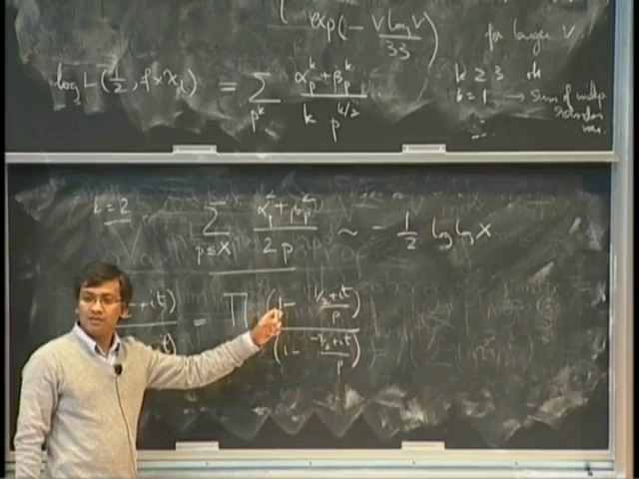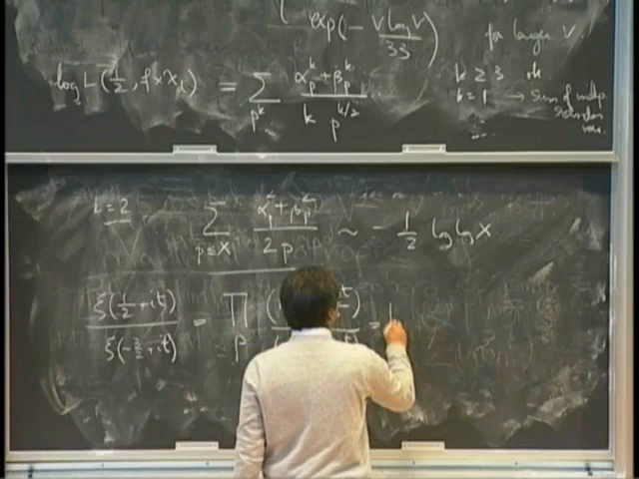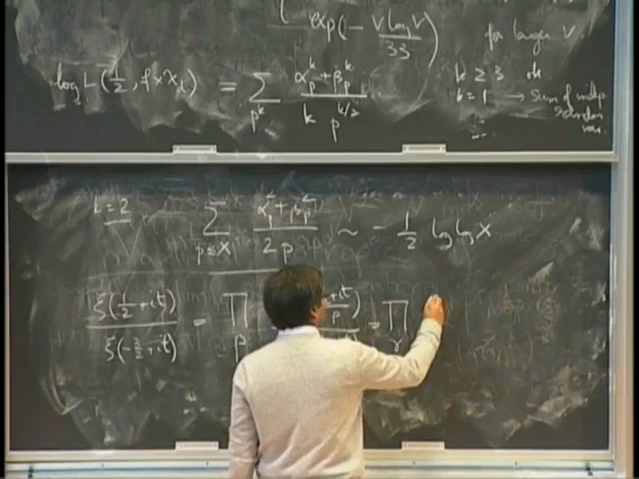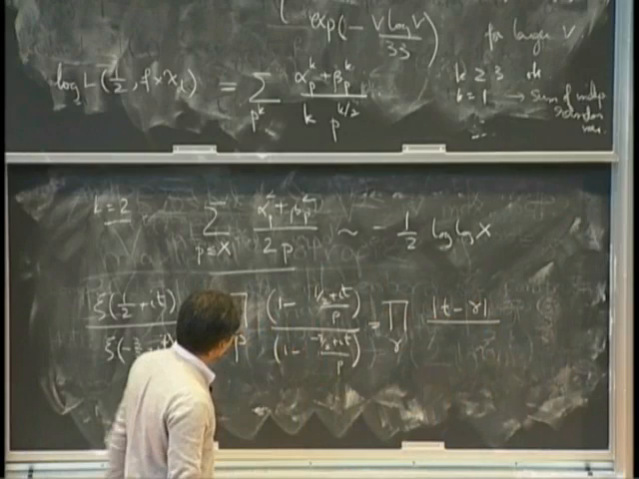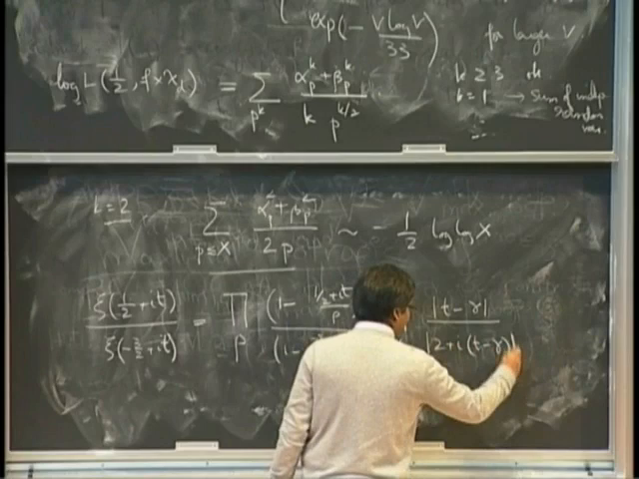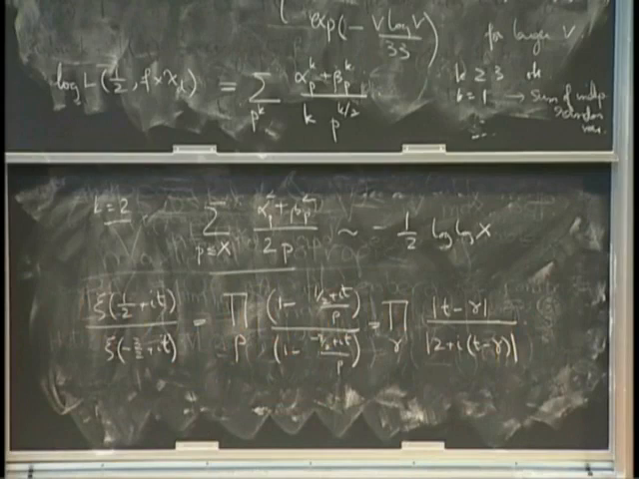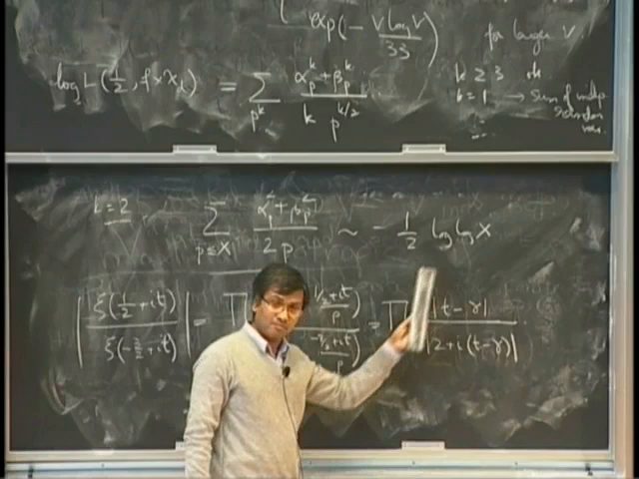And then I'm really picking up the zeros which are close to half plus IT. So it's a product over zeros, half plus I gamma, of something like the absolute value of T minus gamma divided by, from this I get something like 2 plus I times T minus gamma. This thing is convergent. It's not a big deal to figure out what's going on with this. So what you see is that the behavior of the zeta function at half plus IT is really governed by the zeros which are close to T.